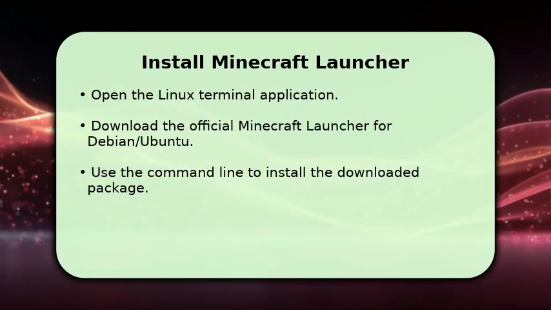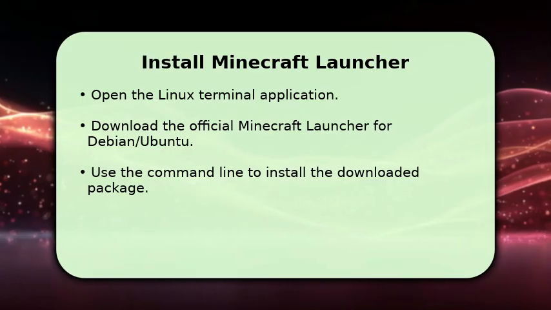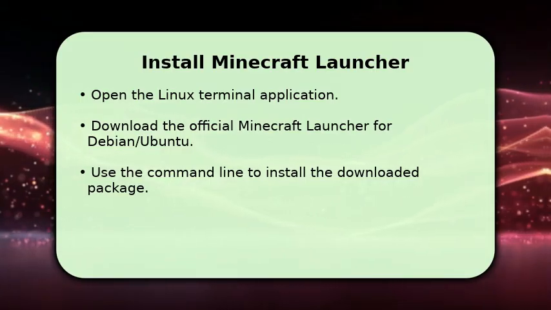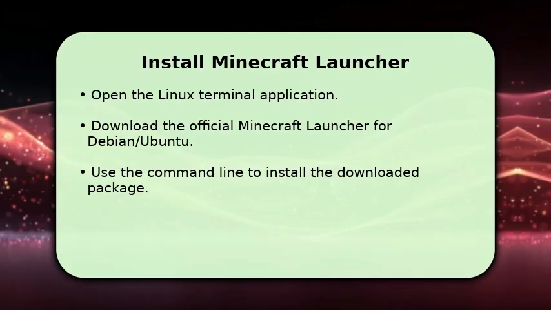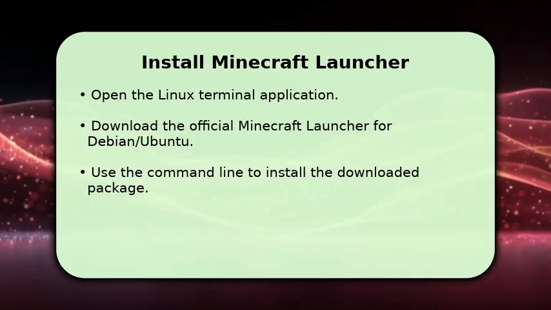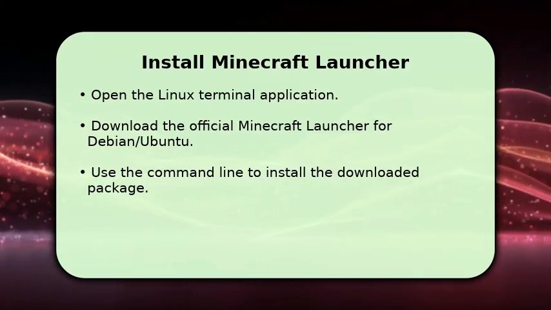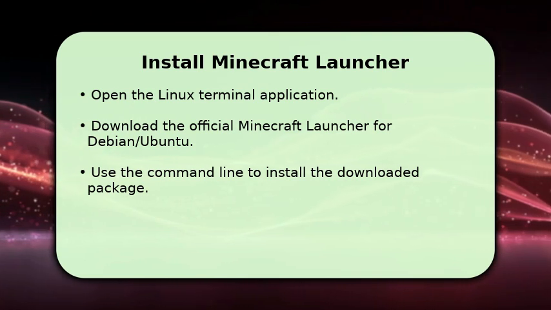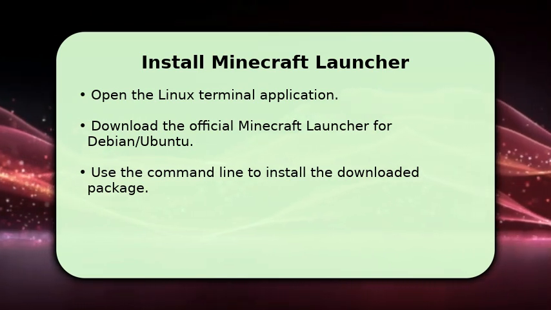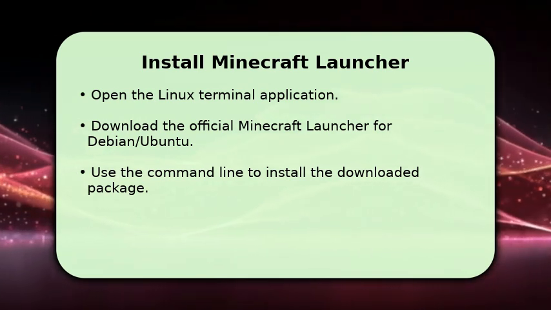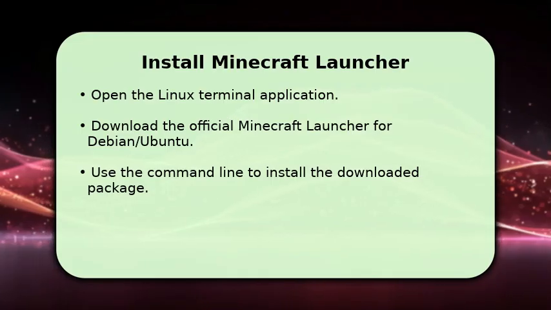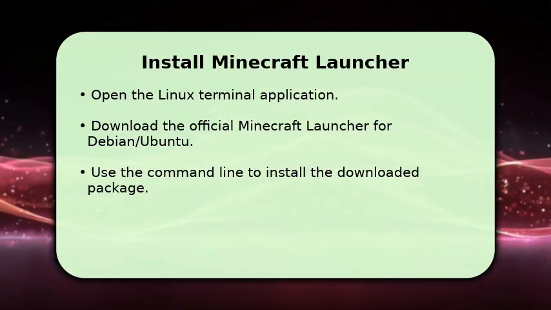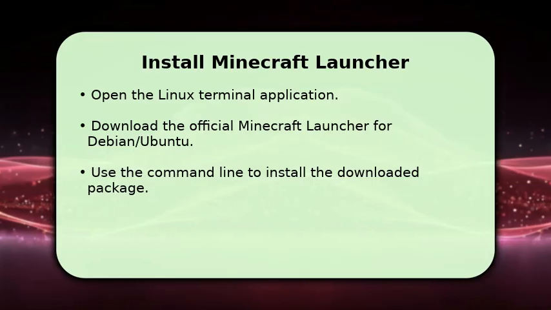Once Linux is set up, open the terminal application from your app launcher. You'll then need to download the official Minecraft launcher, specifically the Debian or Ubuntu version, from the Minecraft website. Save this file to your Linux files. Finally, use a command like sudo apt install ./Minecraft launcher.deb in the terminal to install the game. This will get the launcher ready for you.